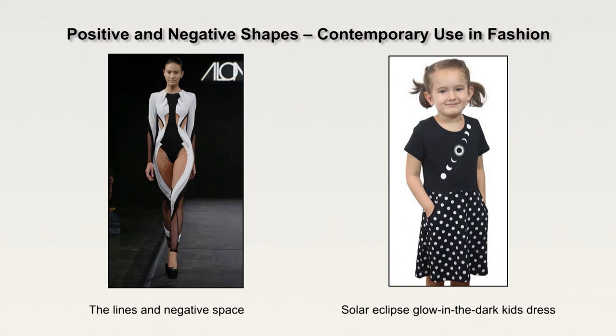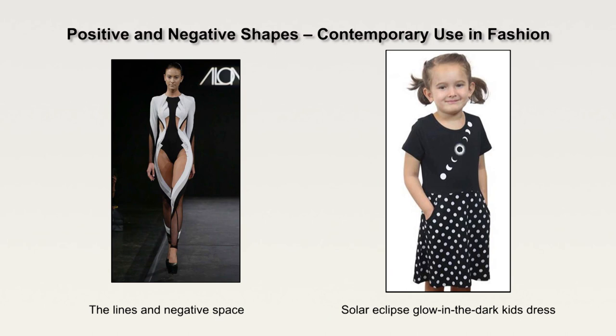This dress is again very sculptural, even in the usage of positive and negative space. It incorporates interesting usage of fabrics that makes the dress itself look like a form of sculpture. Again, achieved by the usage of positive and negative shapes.